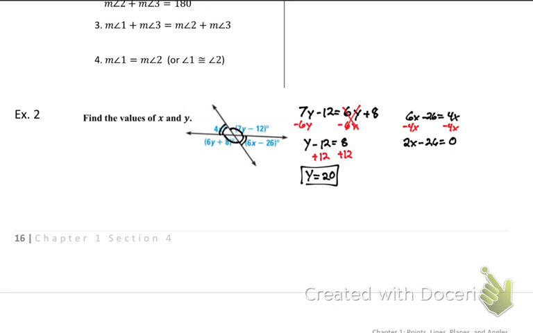Now I'm going to add that 26 to both sides. That's going to give me 2x equals 26, and then we'll have x equals 13. But you need to know vertical angles in order to solve those. Questions?